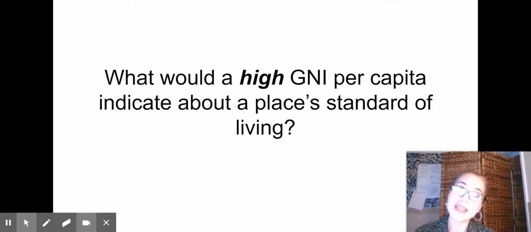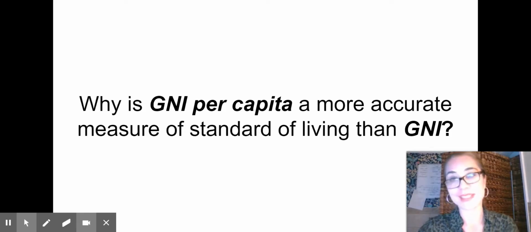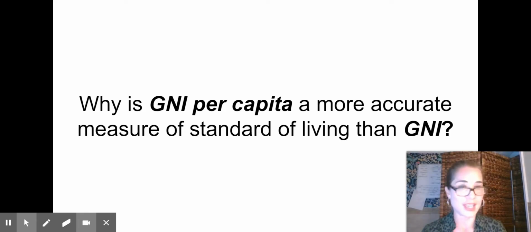What would a high GNI per capita indicate about a place's standard of living? Why is GNI per capita a more accurate measure of standard of living than just GNI?